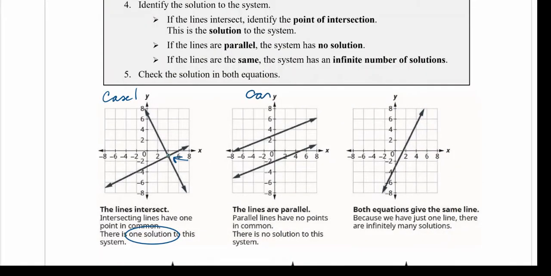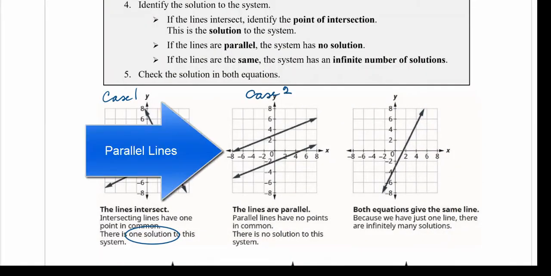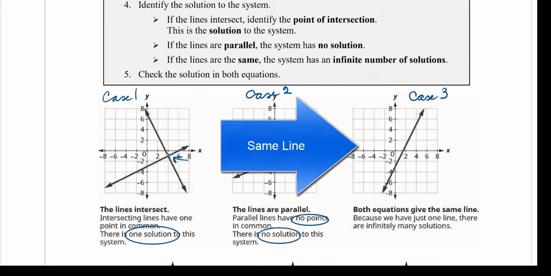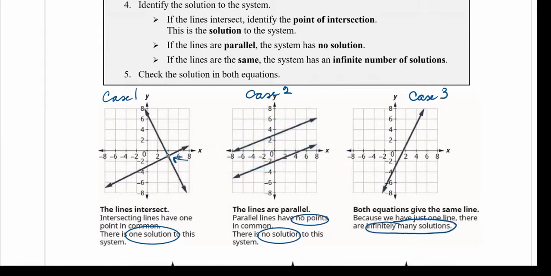Or do you have case number 2 where your two lines are parallel lines? These have no points in common, these two lines, so there's no solution to the system. Or do you have the case where both equations give the same line? And because we have just one line, there's infinitely many solutions.